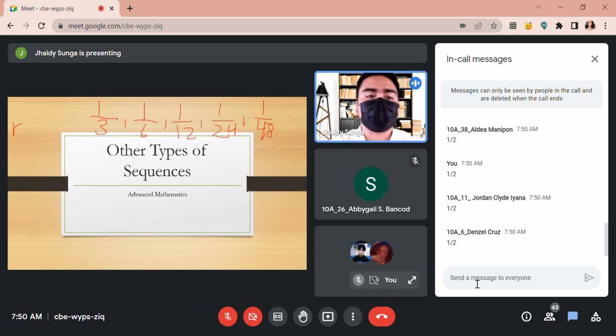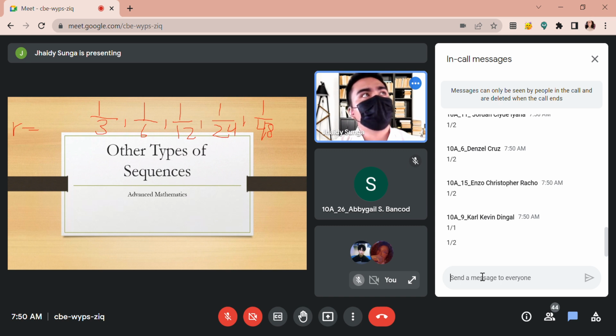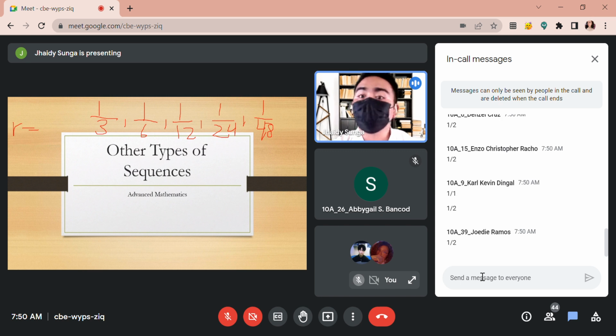Looking at 10A, because almost all of you got it. How many grade 10 do I have? We have 46, 30, and 45. Somehow 80, 129, 121. If you are 121, only five have gotten the correct formula.